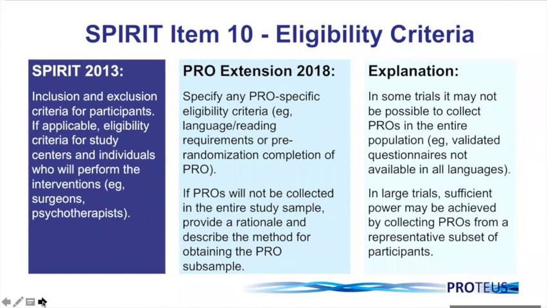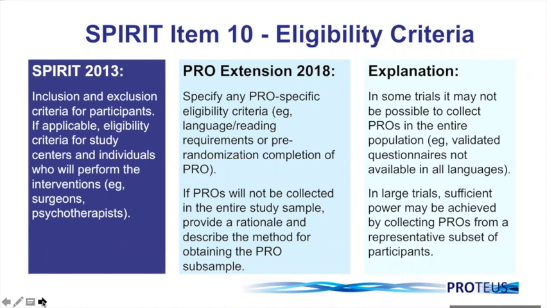Spirit item 10 is focused on eligibility criteria. In Spirit 2013, the item recommended inclusion and exclusion criteria for participants being stated, and if applicable, eligibility criteria for study centres and individuals who will perform the interventions also being described. Now, this is a Spirit Pro extension item where we believe that you should specify any PRO-specific eligibility criteria. So this might include language or reading requirements or pre-randomization completion of PROs.